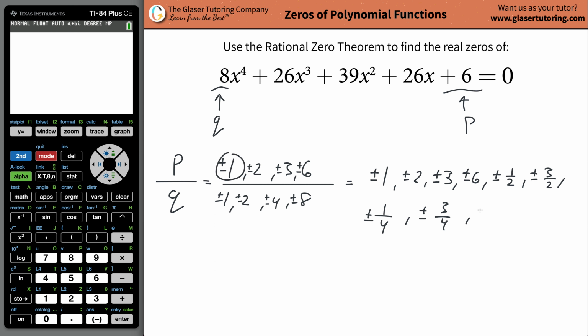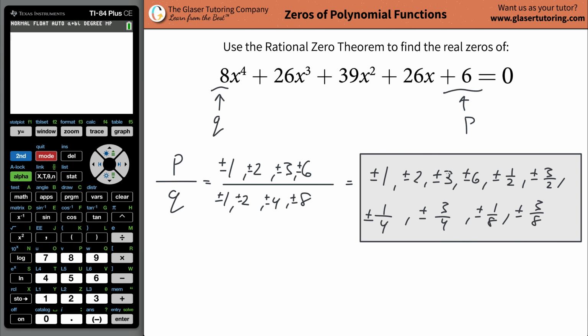1 and 8. That's new, 1 over 8. Then 2 over 8 is a quarter, which you already have. Then 3 over 8. You don't have that one, so that's going to be plus minus 3 over 8. And last but not least, you have 6 over 8, which would reduce down to 3 over 4, and we already have that. So this is the list.